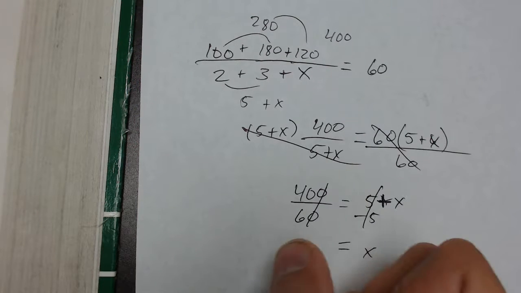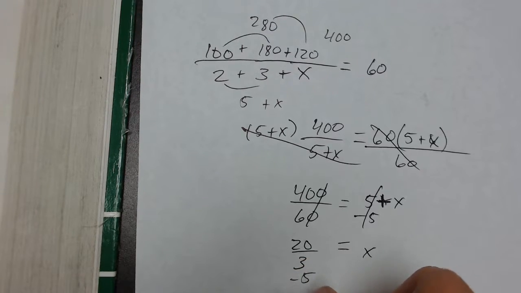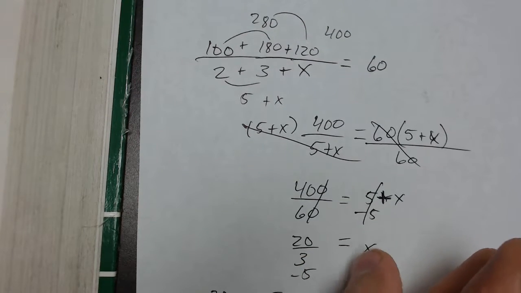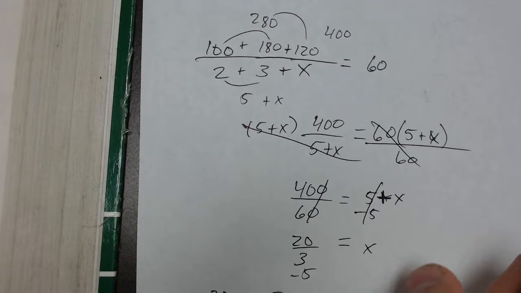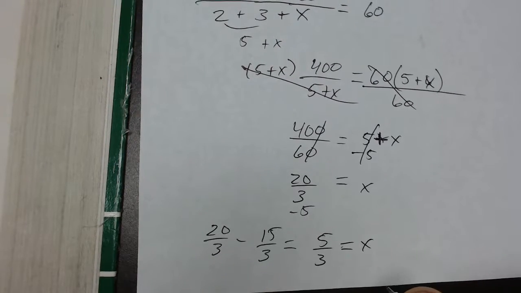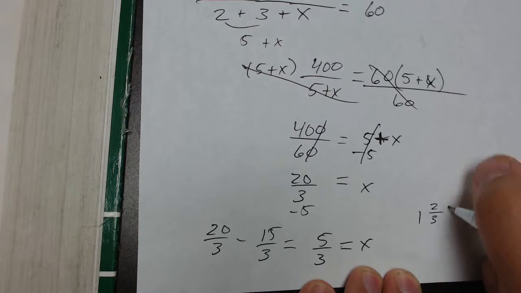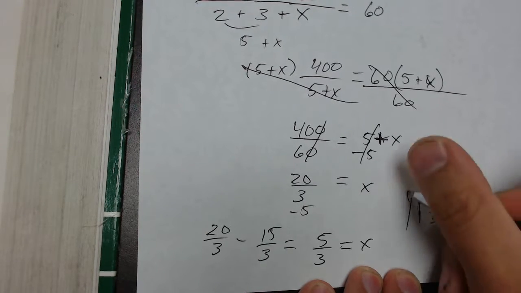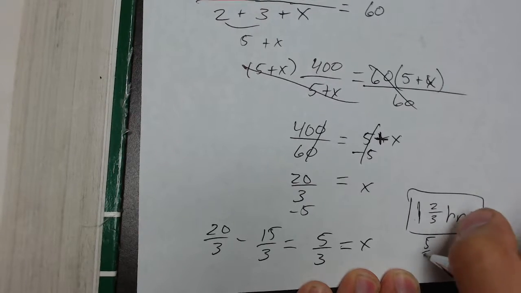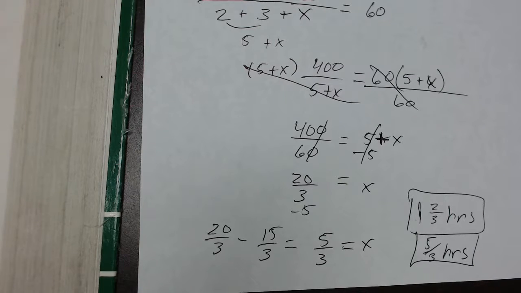20 over 3 minus 15 over 3, after we give the common denominator, is going to equal 5 over 3. So X is going to be 5 over 3 hours, or 5/3 of an hour, or we could say 1 2/3 hours. And there we go.